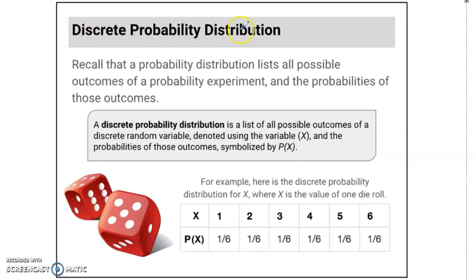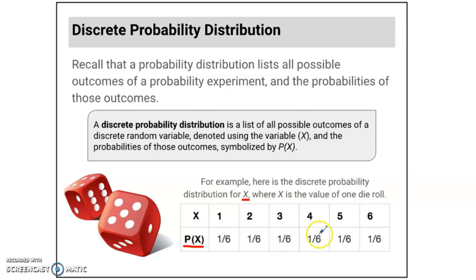For a discrete probability distribution, it takes all of the outcomes of a probability experiment and lists them in addition to listing their probability. So here, the x is the random variable which stands for the value of a die roll, either 1, 2, 3, 4, 5, or 6, and P of x, that is the probability of x. This is not multiplying, this is probability of x. And the probability of getting a 1 is 1 out of 6. Probability of getting a 2 is 1 out of 6, etc.